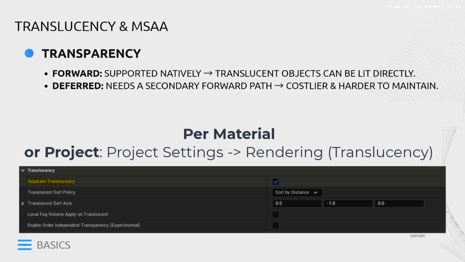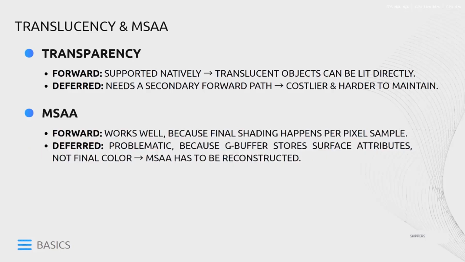Okay, I will mention that in the material section. Now let's talk about MSAA, multi-sample anti-aliasing. It's a method used to smooth the edges of each object, to remove jagged lines and make the image look cleaner. It is one of the classic and very effective techniques for anti-aliasing.